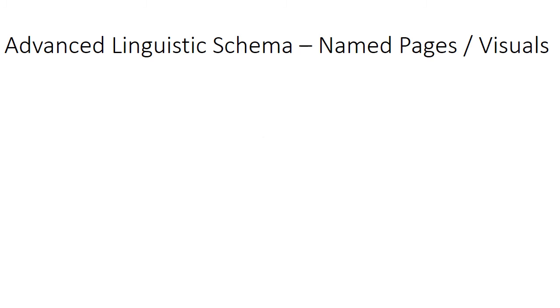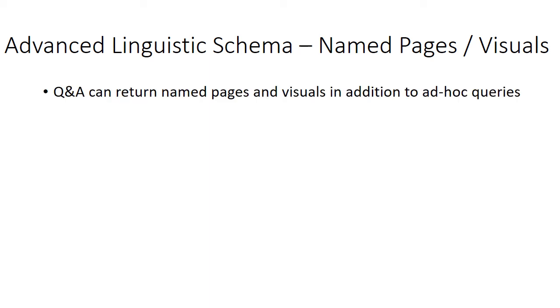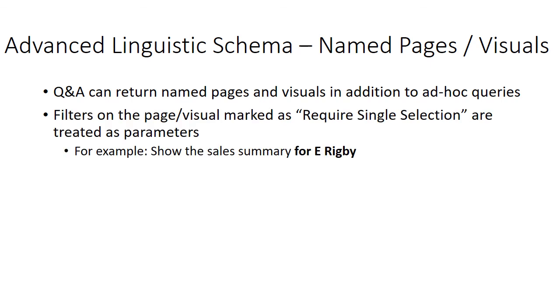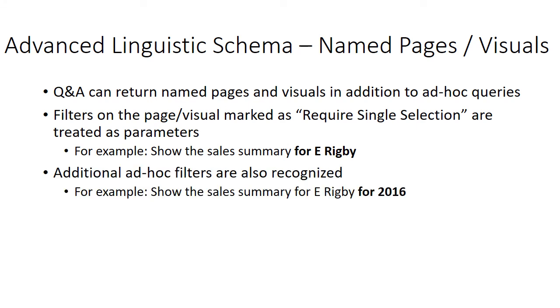There's one additional feature of Q&A that requires some linguistic modeling but isn't part of the linguistic schema itself. You can mark report pages and visuals to be recognized by Q&A in much the same way you add synonyms to tables and columns. Any filters on them that are marked as require single selection are effectively treated as parameters. So if you have a sales summary page with an employee name filter, you would be able to ask questions like, "Show the sales summary for E. Rigby," or even, "Show the sales summary for E. Rigby for 2016," since Q&A will recognize and apply other filters beyond just the parameters.